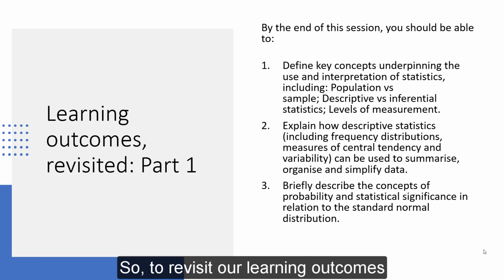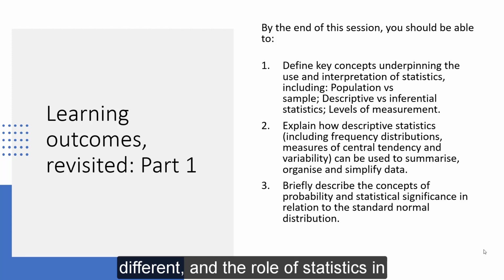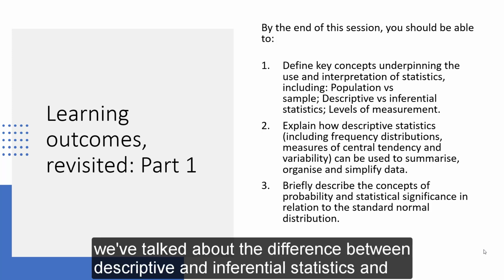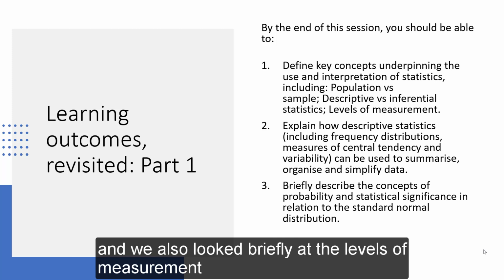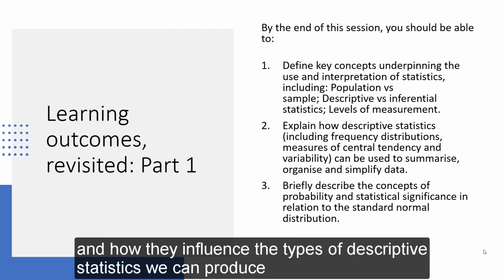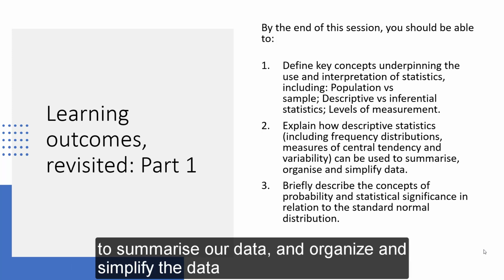So to revisit our learning outcomes, we've looked at what populations and samples are, and how they differ, and the role of statistics in making inferences about population parameters. We've talked about the difference between descriptive and inferential statistics, and we focused on descriptive statistics in terms of what they can help us do. We've also looked briefly at the levels of measurement and how that influences the types of descriptive statistics we can produce.